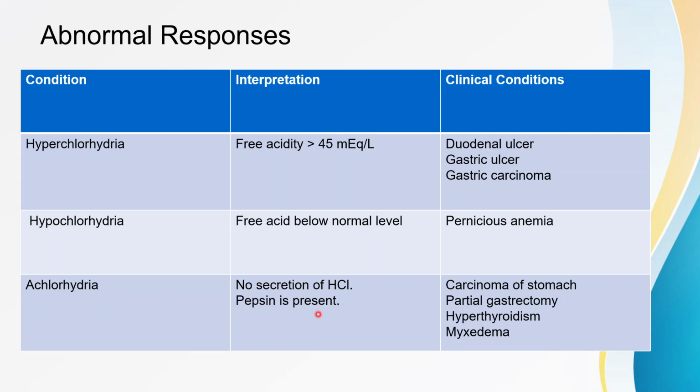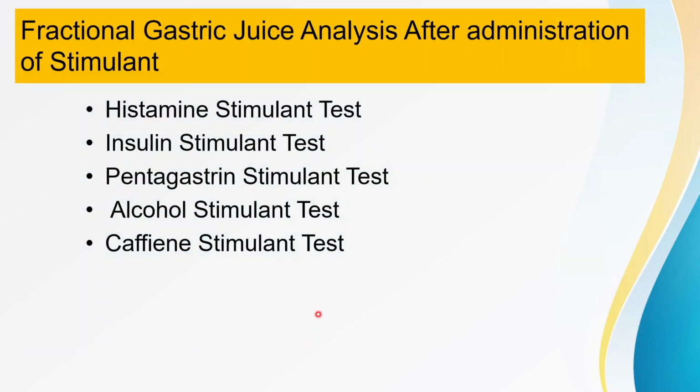Okay, so these are the clinical conditions of this test. Next, the fractional gastric juice analysis can be done after giving a stimulant. It can be done after giving a stimulant like histamine, insulin, pentagastrin, alcohol, and caffeine. So these are the stimulant tests. We have to give a stimulant, and the gastric juice will be secreted in response to it.